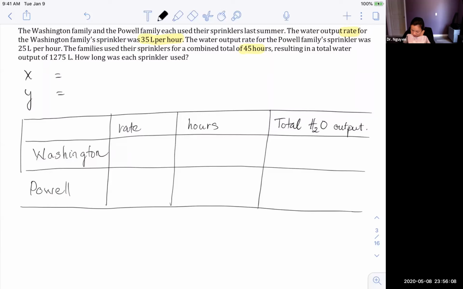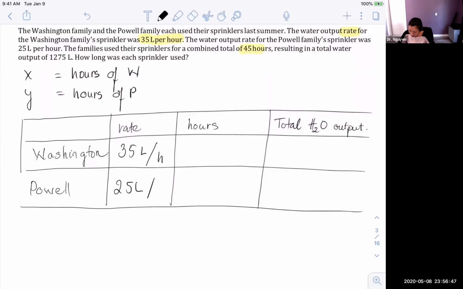So you know that for this, X is going to be the hours of the Washington family. And then Y is going to be the hours of the Powell family. All right. So what's the rate of the Washington? The rate of the Washington family's sprinklers was 35 liters per hour. And for Powell is 25 liters per hour. All right, so we don't know the number of hours. We don't know the number of hours for the Washington family, so I'm going to call it X, just like how we named it. And then for the Powell, it's going to be Y.